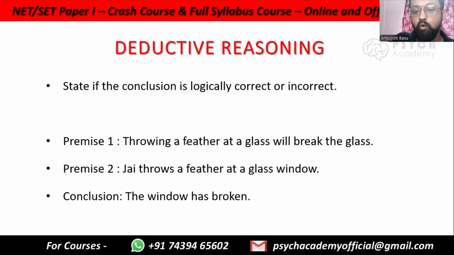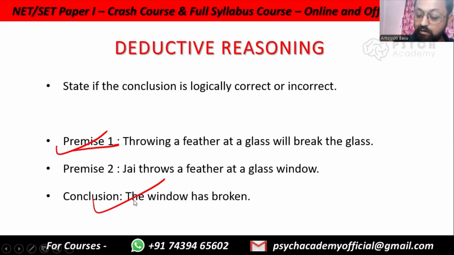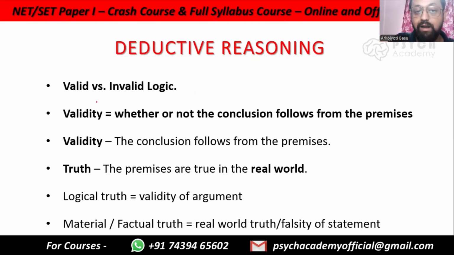Premise 1: Throwing a feather at a glass will break the glass. Premise 2: Jai throws a feather at a glass window. Conclusion: the window has broken. Regardless of the fact that we know you cannot just break a window by throwing a feather, if we assume the premise to be true, then yes, throwing a feather at a glass will break the glass and Jai has broken the window. So the conclusion is logically correct. This is called validity. Valid versus invalid logic. Validity is whether or not the conclusion follows from the premises.